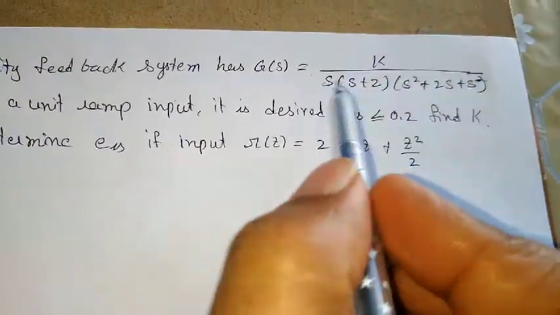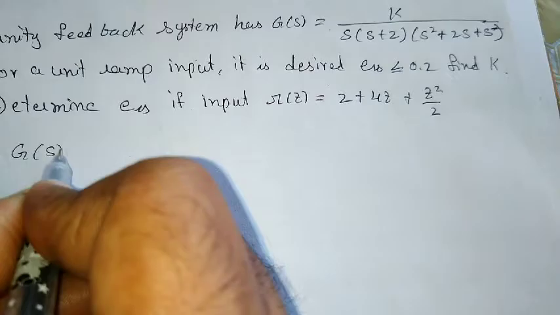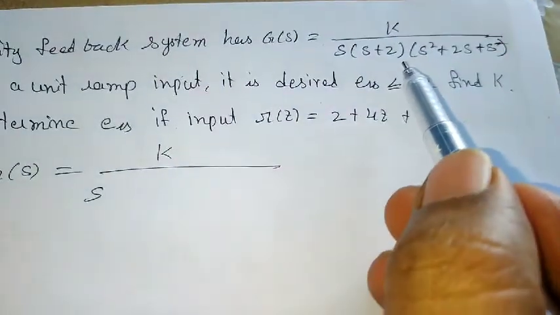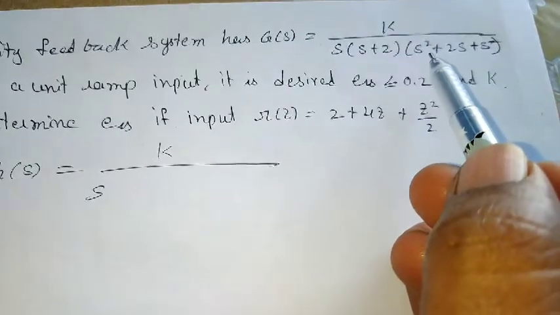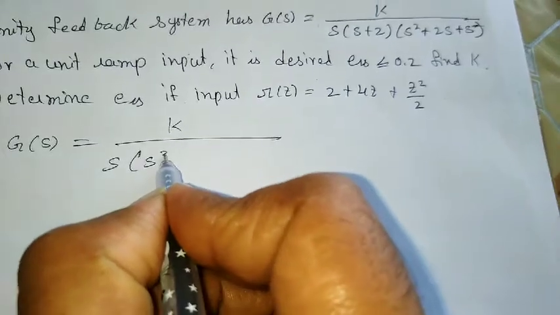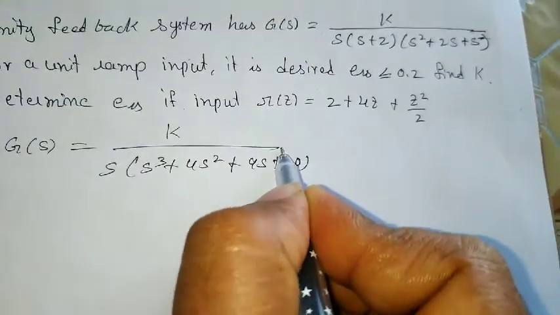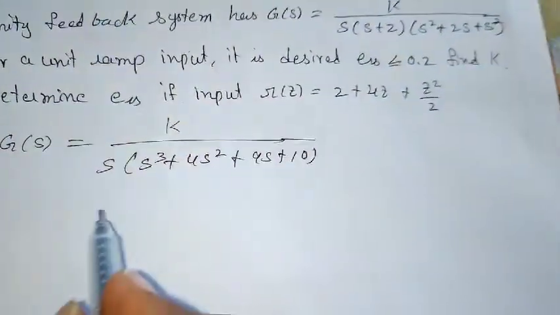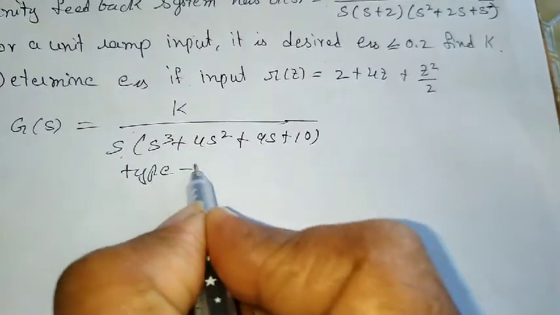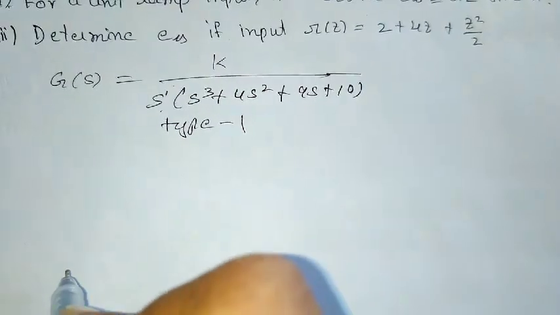Let us first find the open loop transfer function. So open loop transfer function G of S is given by K into S into this S plus 2 multiplied with S square plus 2S plus 5. So I'll get S cube plus 4S square plus 9S plus 10 after multiplying these two terms. So this is S power 0. This comes under type 1 system. So there is only one pole at origin. So this is type 1 system.